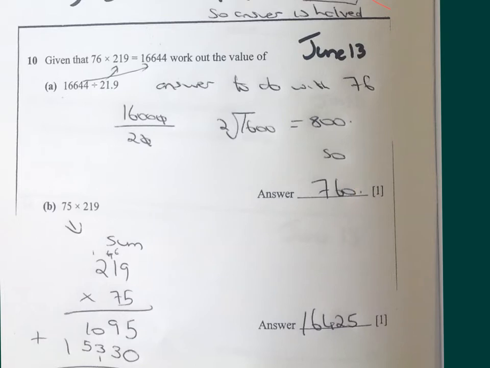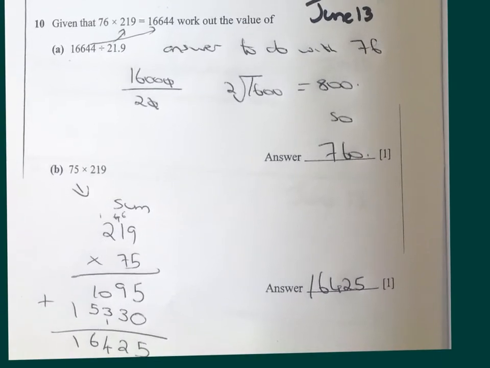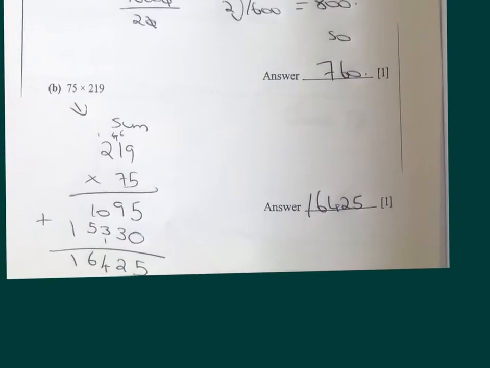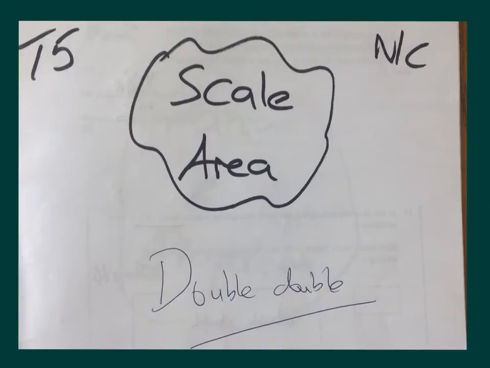The bottom one, 75 times 219. Again, it's of no relevance. What they're saying is they're taking a batch of 219 off the answer. So basically what you could do is 16644 take away or minus 219, but I think it's just easier to do the sum because then you can't make any mistakes. So long multiplication, multiply it out and you end up with the number 16425.